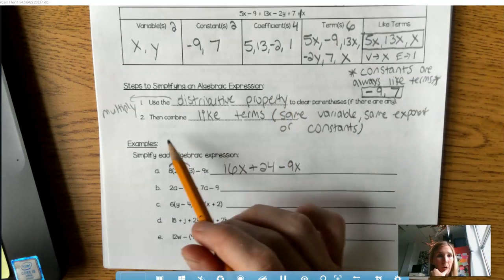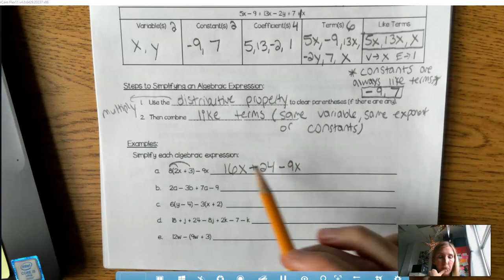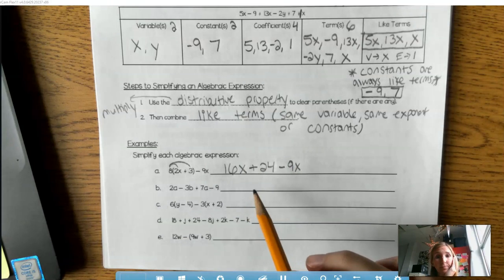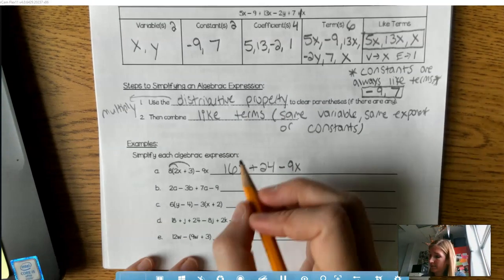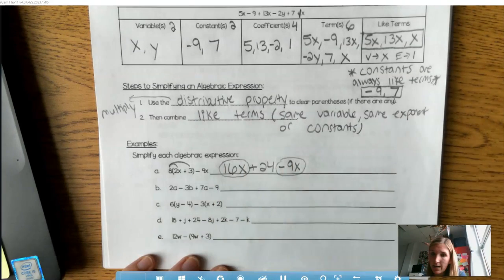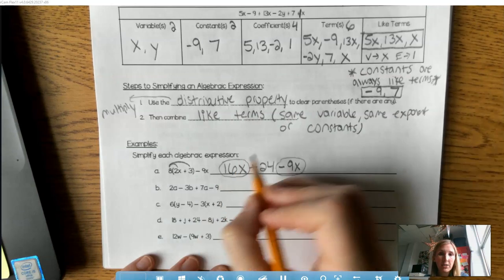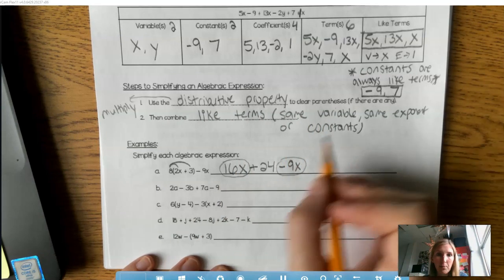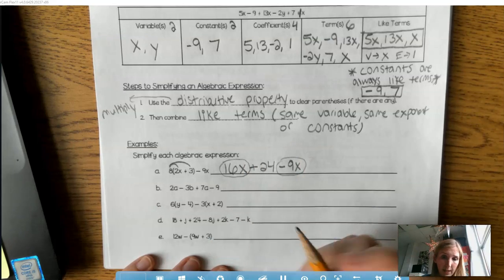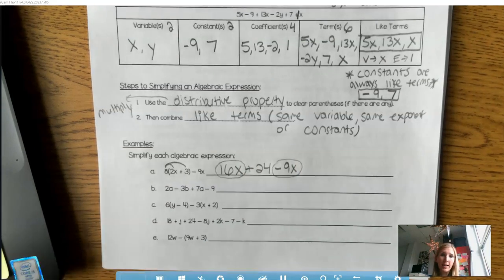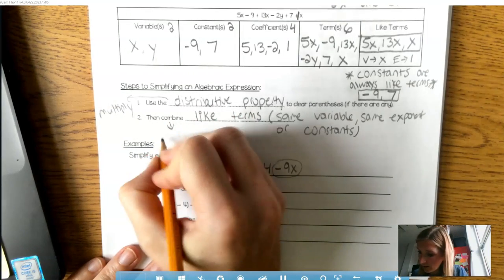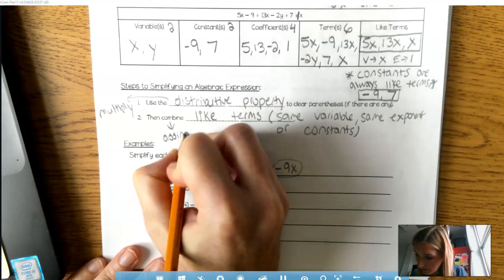All right, so that was step 1. What about step 2? Combine like terms. Do you see any like terms that we can combine? What do you see? All right, I hope you said 16x and negative 9x. They are like terms because they are the same variable, same exponent. The variable is x, and the exponent is 1 because you don't see any number there. So I'm going to combine them, and when I say combine, we're talking about adding and subtracting.